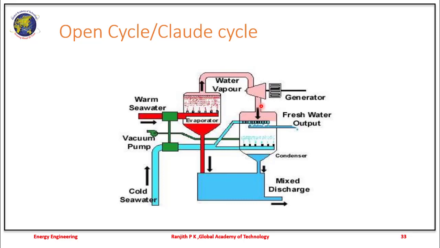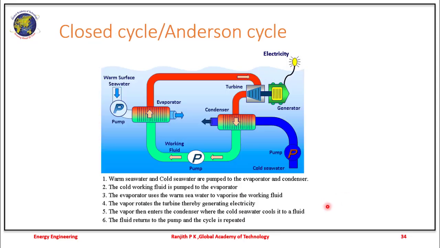Once the power is generated, the condensate that is coming out of this turbine is made to pass through a condenser where the wet steam is completely converted into the water and then left into the downstream. So it gets mixed with the seawater at the bottom. In a closed cycle, the working fluid is reused again and again.